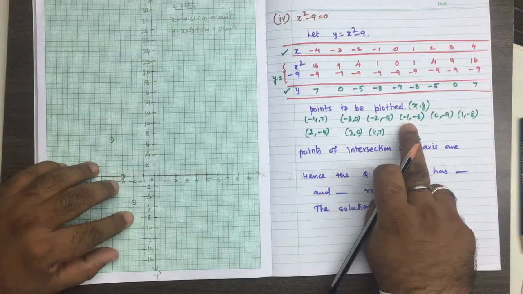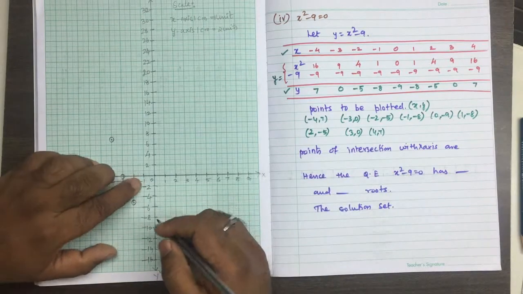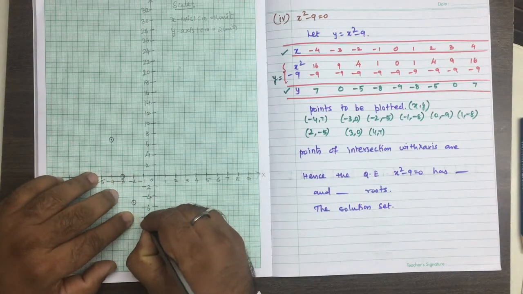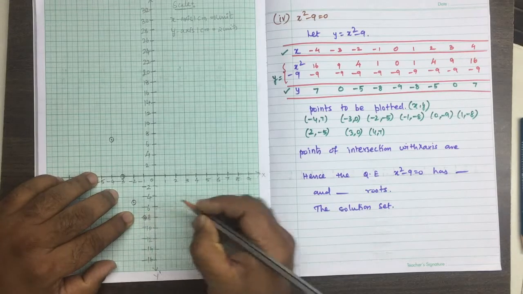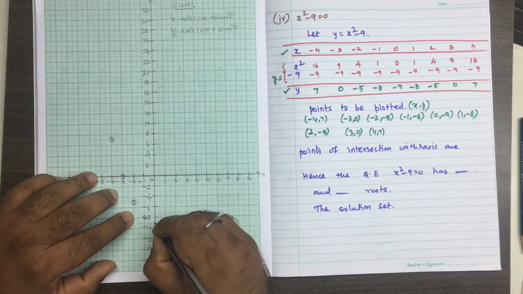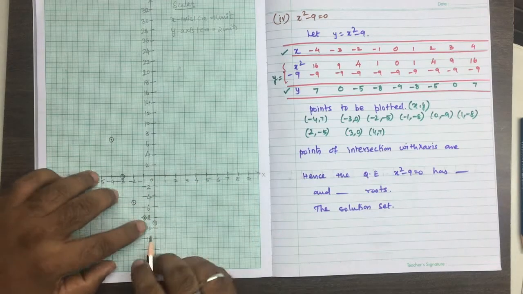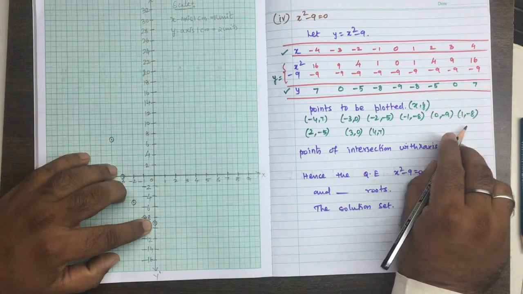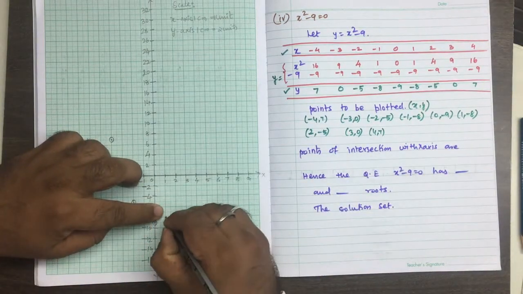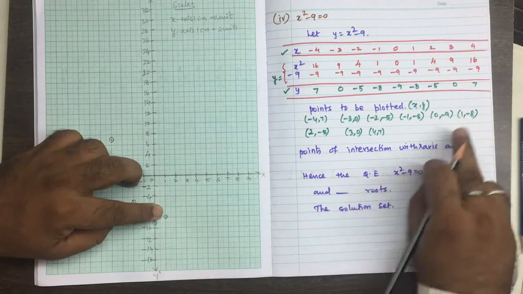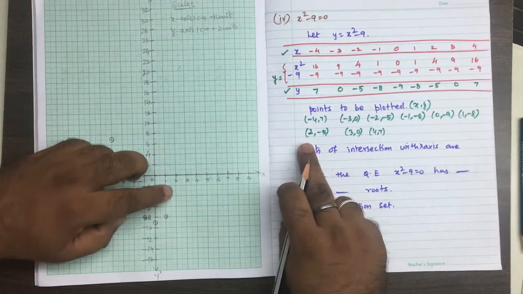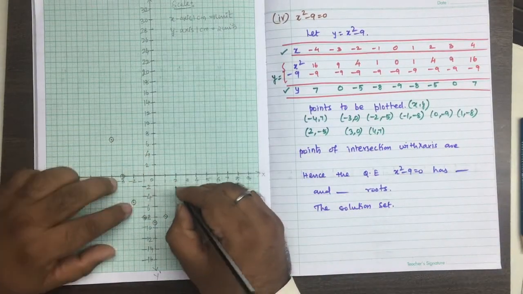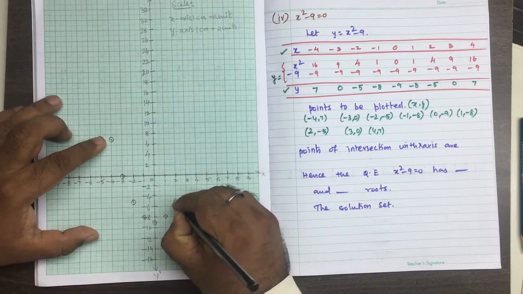Small circle. Minus 1, minus 8. Minus 1, minus 8 is here. 0, minus 9. 0 and minus 9 is between minus 8 and minus 10. 1, minus 8. 1, minus 8 is here. Put the point and draw a small circle around it. 2, minus 5. 2 is here, and minus 5 is in between minus 4 and minus 6. Put the point and draw the circle around it.